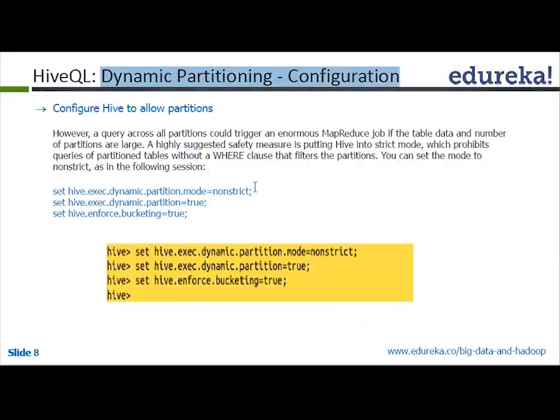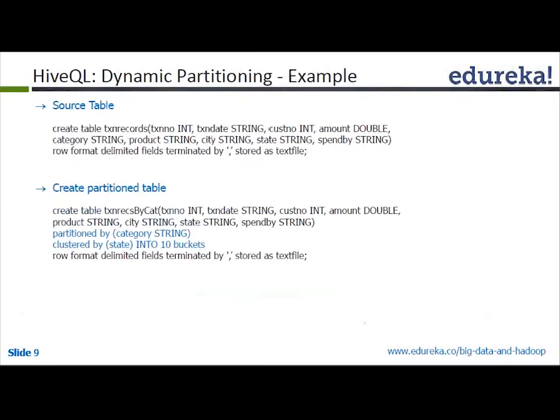Remember, we did dynamic partitioning when we did the example last Saturday, and I have set 3 values, right? How to set the partition mode as non-strict, dynamic partitioning as true, and bucketing enabled. So that is what I'm showing over here. Okay, so that is how Hive partitioning can be done, guys.